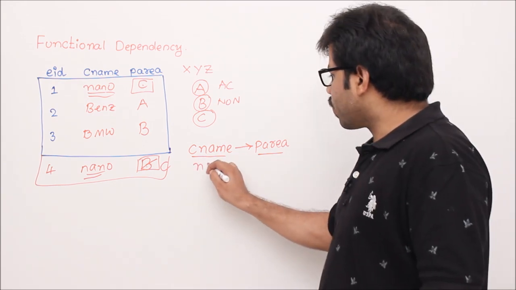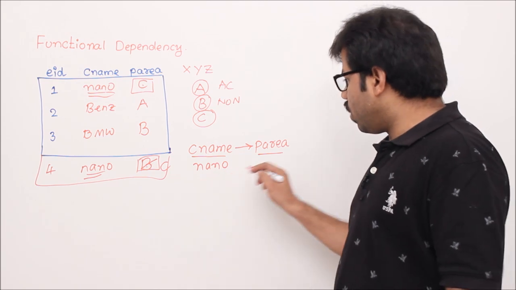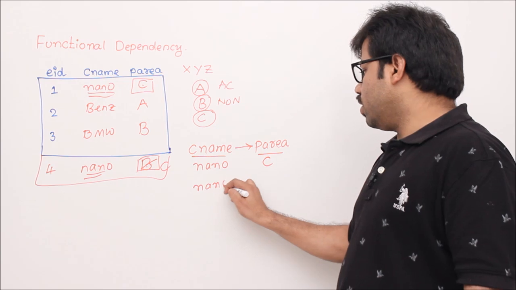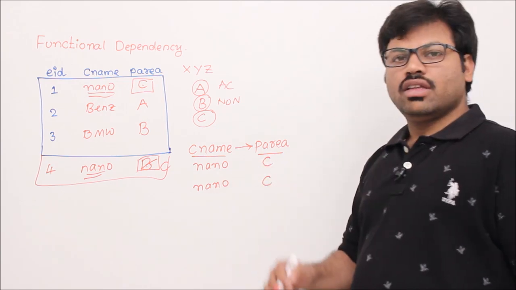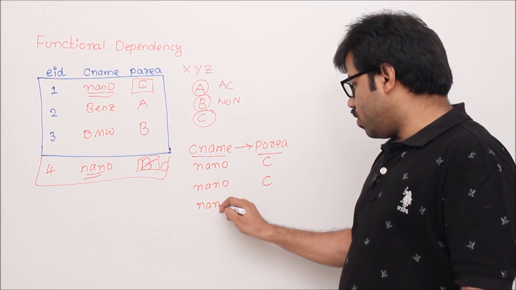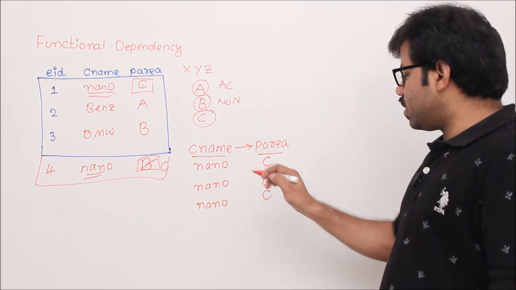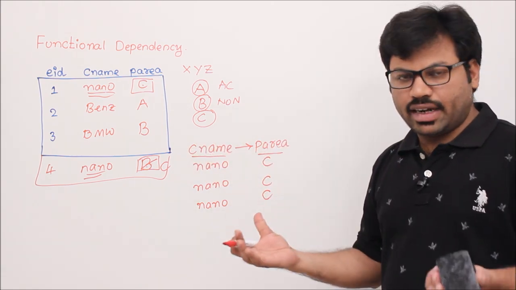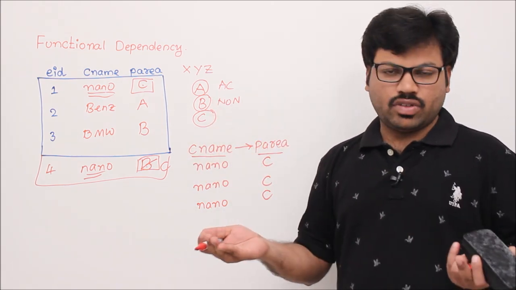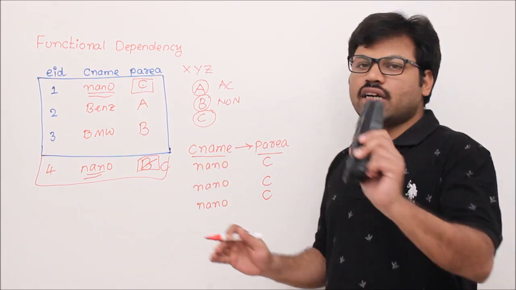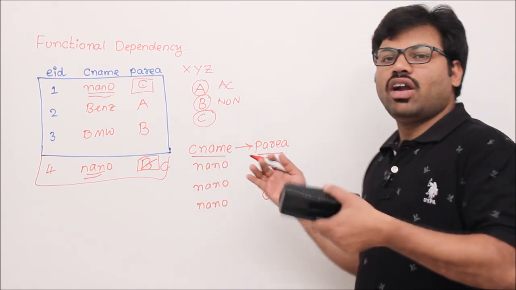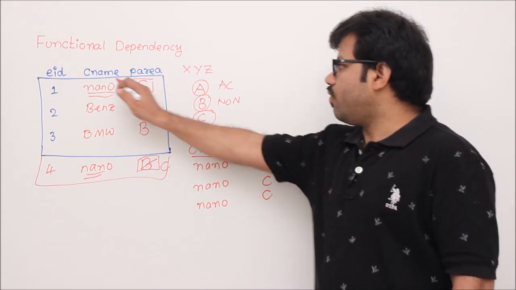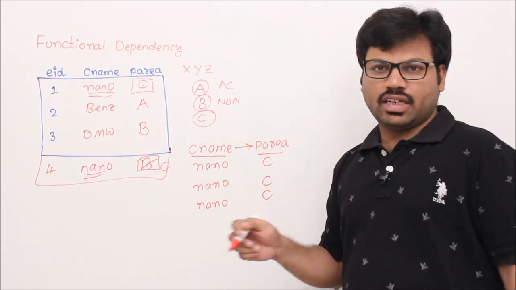Example, Nano. First time you enter the data Nano comma C correctly in the table. Second time if someone enters Nano, then the parking area must be C. Third time one more person enters a Nano car, then the parking area must be C. To ensure this condition in practice, DBMS will take care of that. Yes, we can instruct DBMS to do that, but in theory this is called functional dependency. So finally there is a functional dependency between car name and parking area.